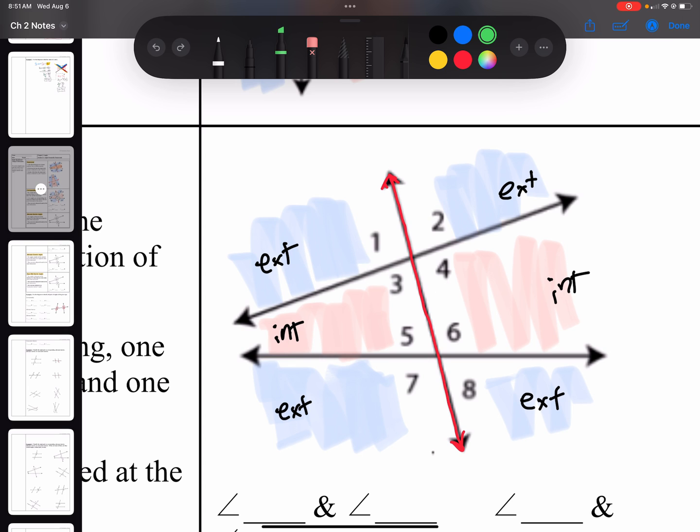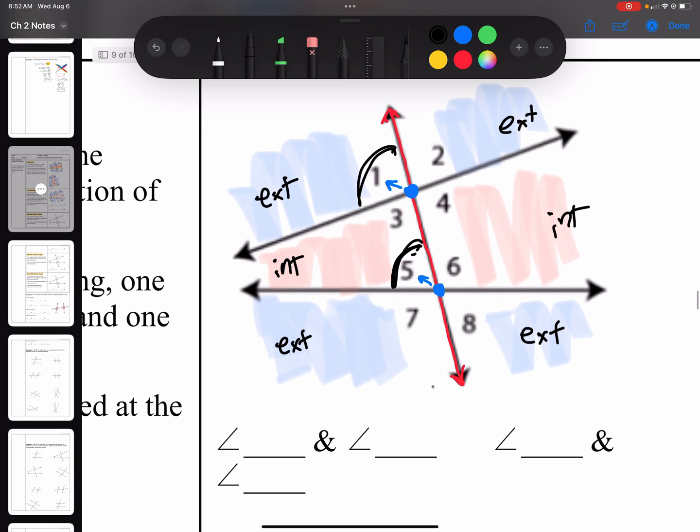You can think of those as maybe dinner tables. They're angles that are sitting at the same seat at each dinner table. So what am I talking about? Look at angle 1. Here's the intersection that I'm going to put a blue dot on. How would you get to that angle? That angle is up and to the left of that intersection. Well, if I'm at this intersection here, what is up and left? Angle 5. Angle 1 and angle 5 are in the same position, so they are corresponding angles.